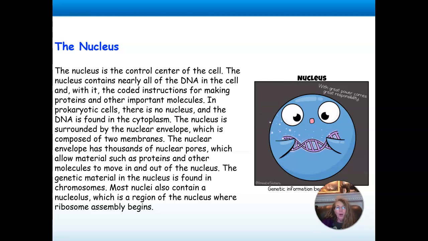But if you wad up all that loop into a ball, it still starts and stops at the same place, but it's a wad of yarn. That's what the DNA is going to look like in a prokaryotic cell. It's not protected by a membrane, and it is in the cytoplasm.